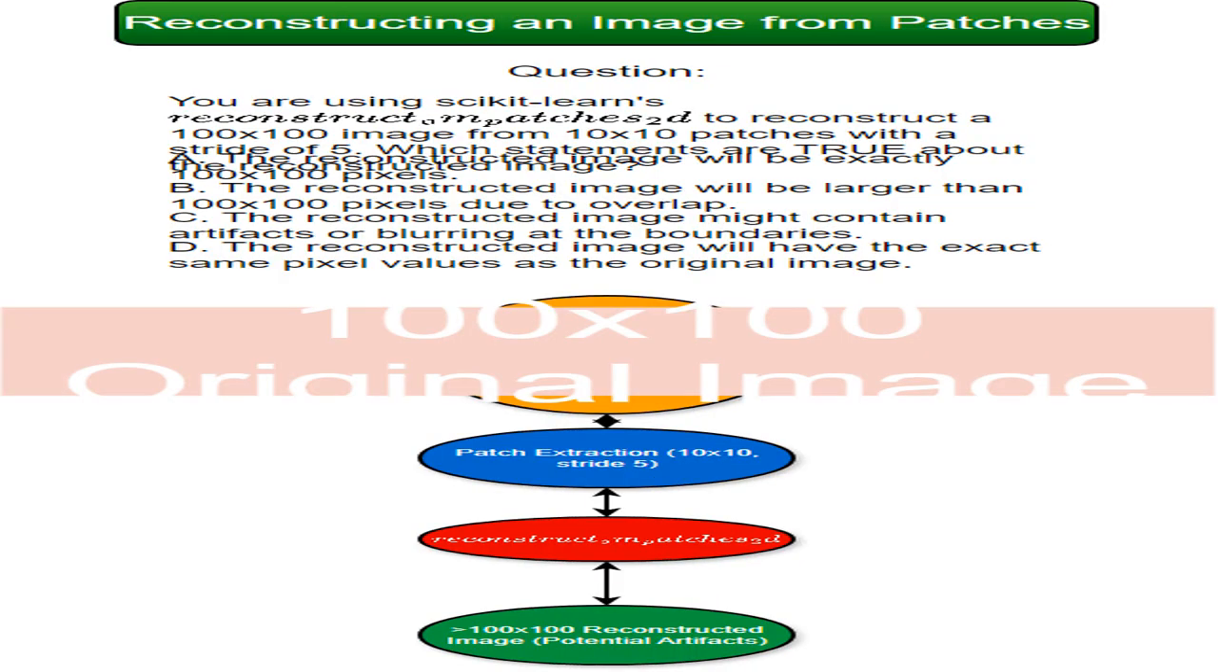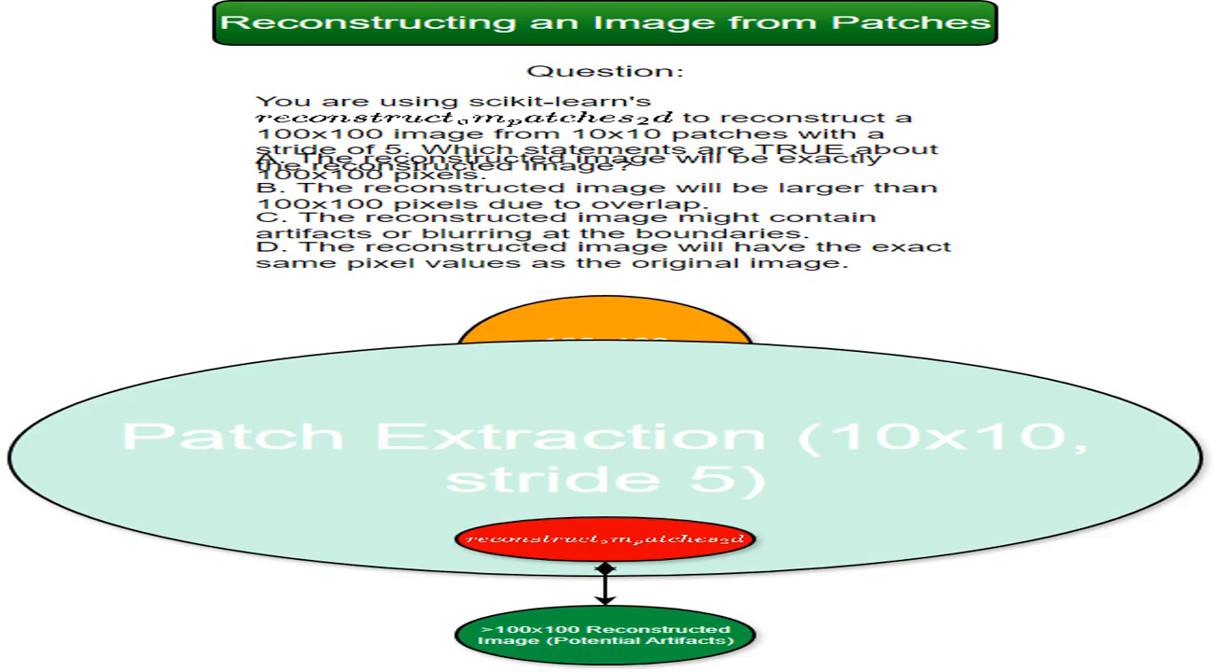This is the image that I'm starting with, a nice square image of 100 pixels wide and 100 pixels tall. I'm cutting the 100 by 100 image into 10 by 10 pixel patches. The stride of 5 means that each patch overlaps the next one by 5 pixels.